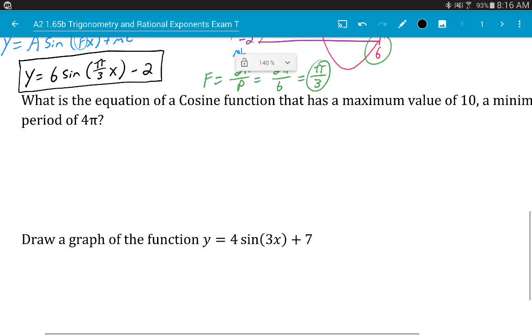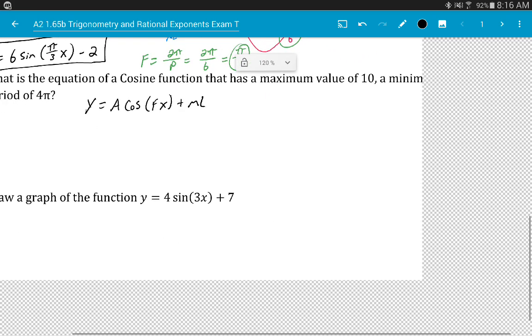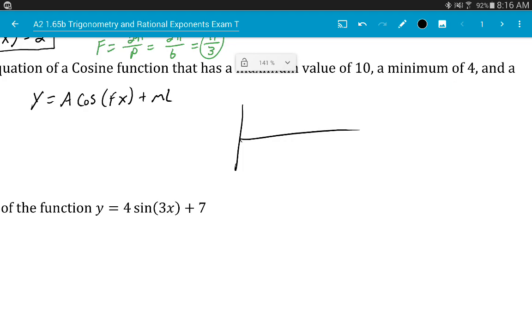All right. Equation of a cosine function. So y equals a cos of fx plus the midline. Let's draw a little diagram so that we can figure out what goes where. It has a maximum value of 10 and a minimum of 4. So let's figure out 5, 6, 7, 8, 9, 10. 1, 2, 3, 4, 5, 6. So I think 1, 2, 3, this would be the middle, right?